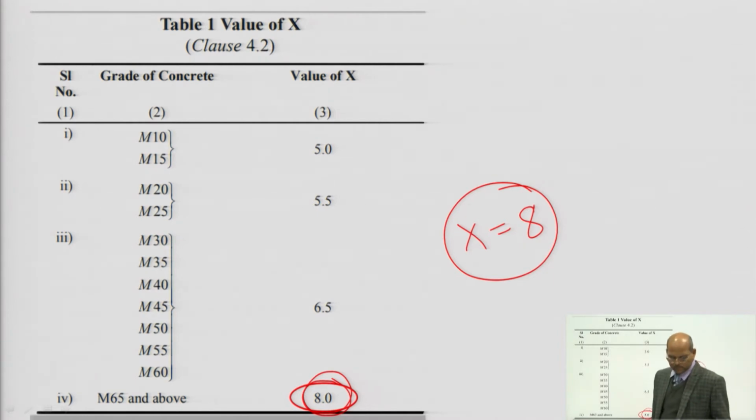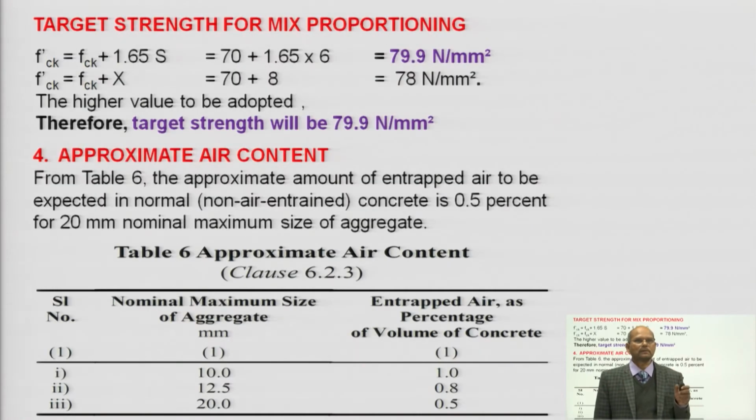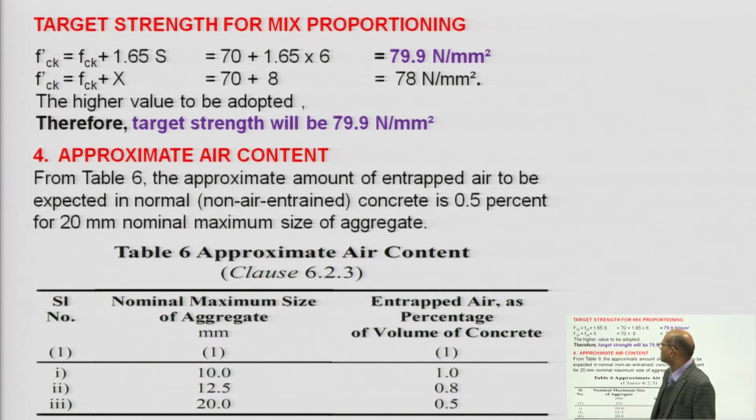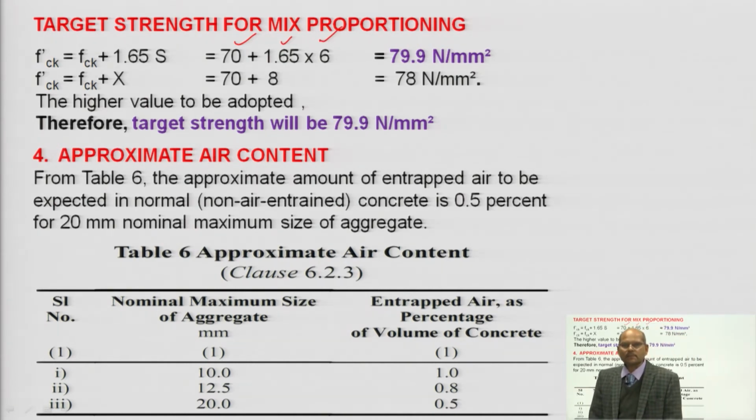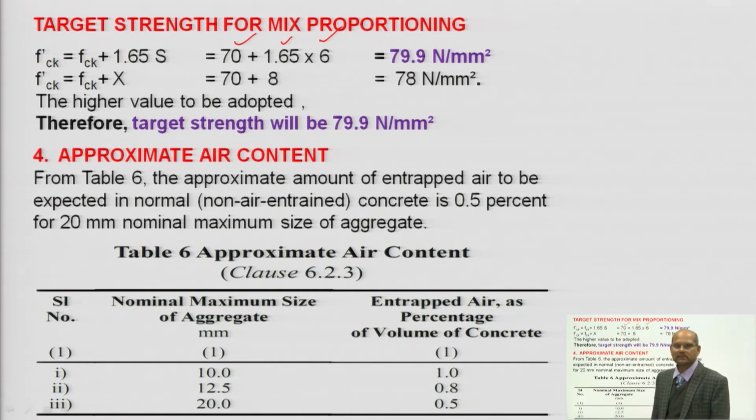Now, after that what do you have to go for? You have to go for the calculation of the target strength for mix proportioning. Here you just substitute fck as 70, 1.65 as the K value, a statistical constant for 95% confidence, and 6 as the assumed standard deviation, because at initial stage we do not have the exact value of the standard deviation.